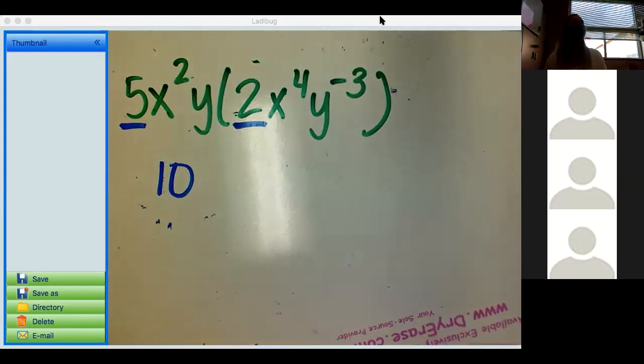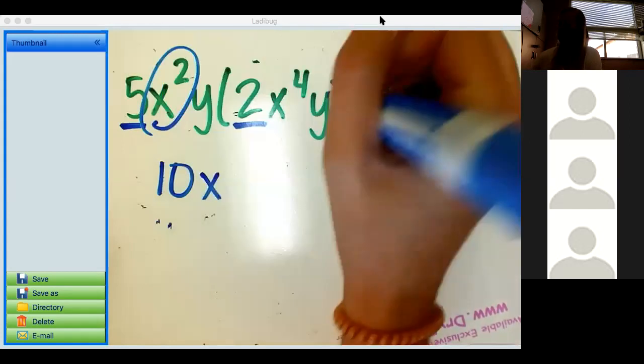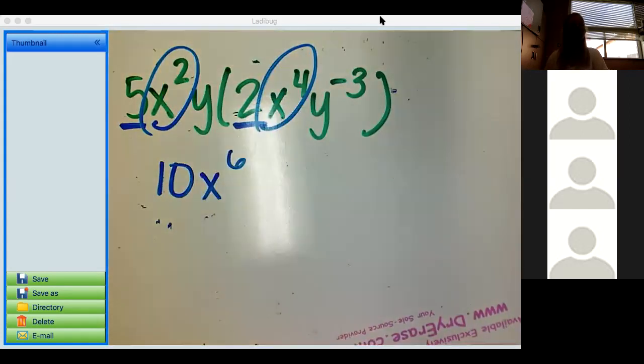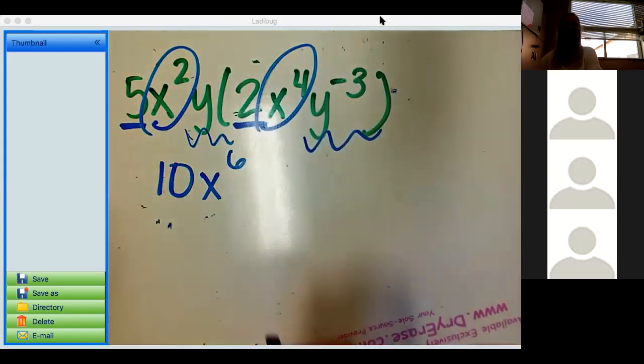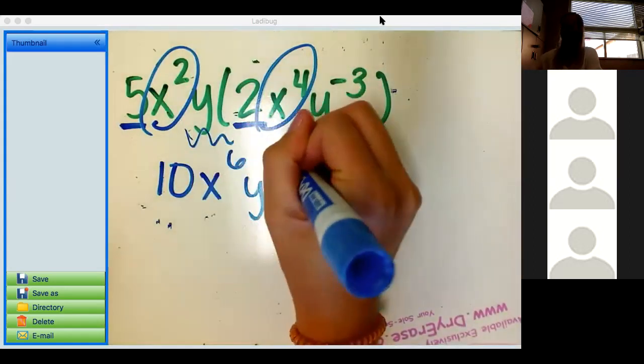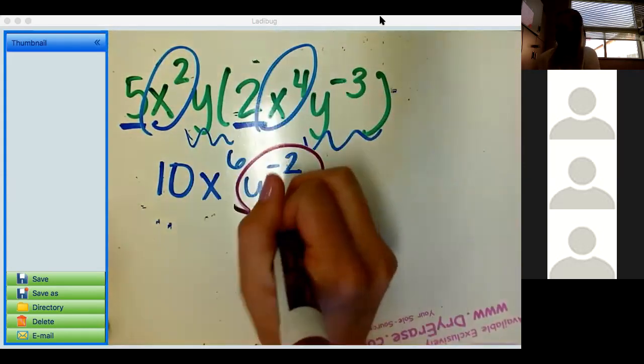So what do I do with the exponents? Okay. You all just heard yourself say add, right? When we get to our last example in our notes today, do not tell me multiply. What did you just say? Okay, cool. So x squared and x to the fourth makes x to the sixth. Okay, and then y to the first and y to the negative third should make y to the negative second. Good. And then what do we do from here? Oh, they're so excited. They're like, yes, we know how to do this.